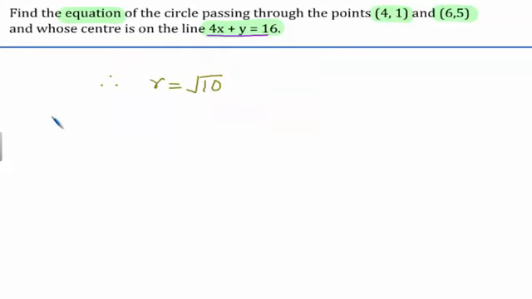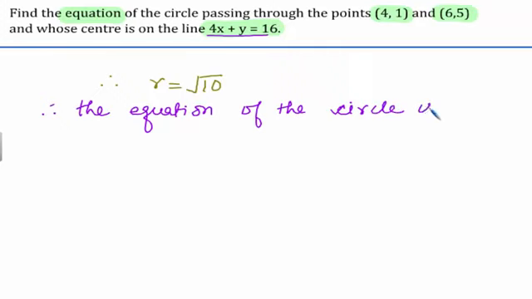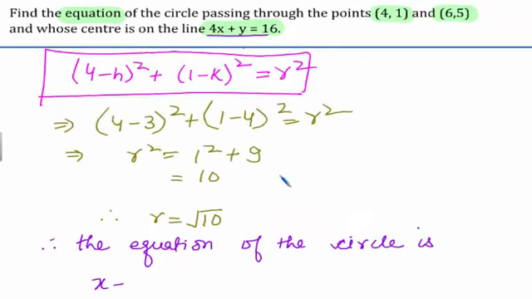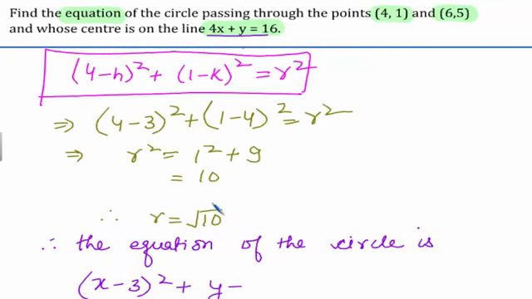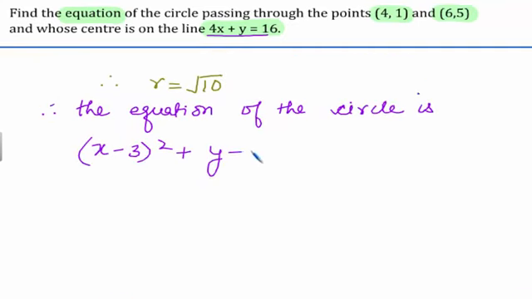Therefore the equation of the circle is (x minus h) whole square, and h is 3, plus (y minus k) whole square, and k is 4, is equal to r square, that is 10.